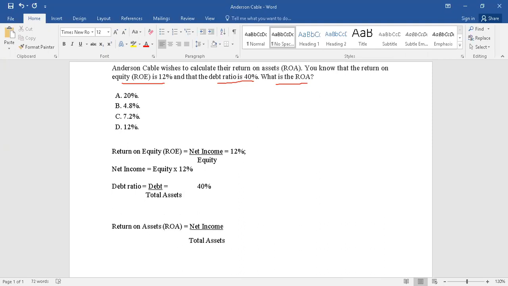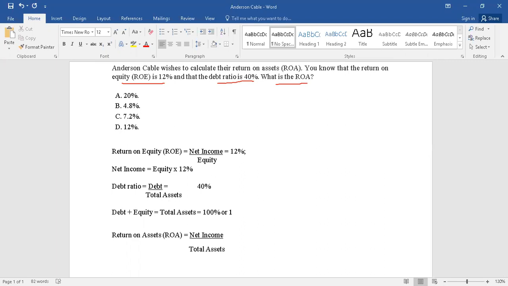We also know that total assets comprises of the investment made out of debt capital and equity capital. So debt capital plus the equity capital is equal to total assets, which is equal to 1. That is 100%. So in terms of percentage, it would be 100% or it is equal to 1. That is another equation which we know. So debt plus equity is equal to total assets, which is equal to 100% or 1.